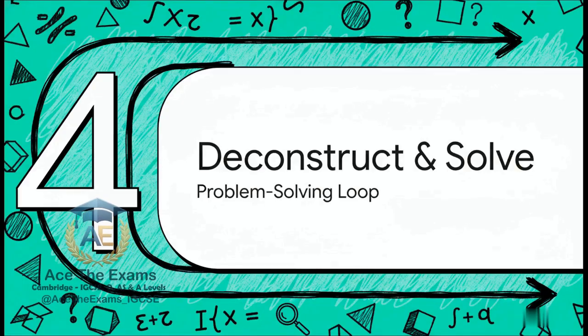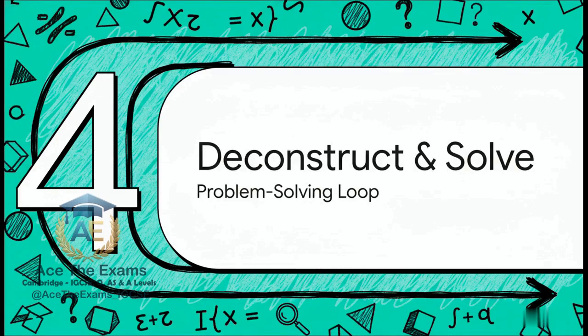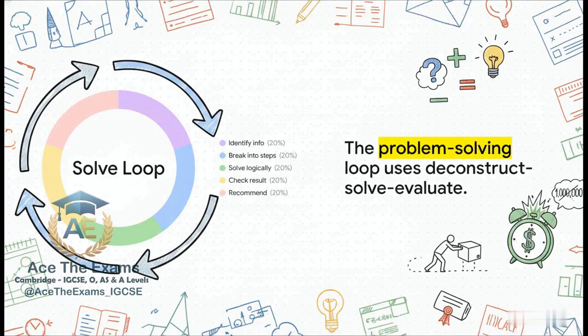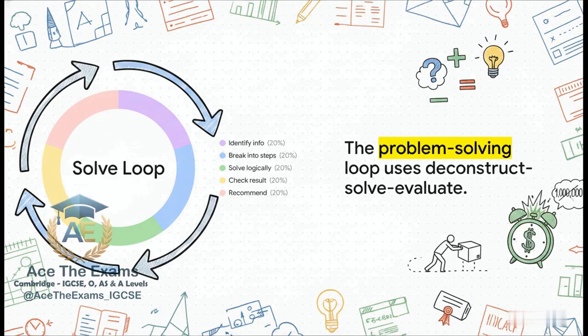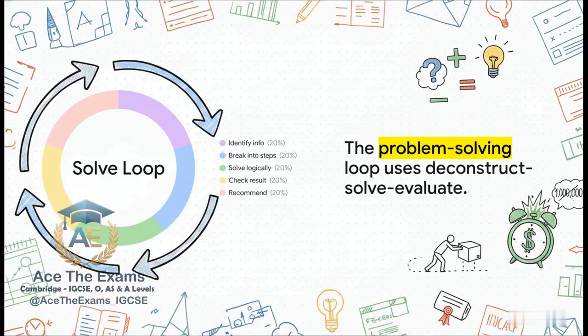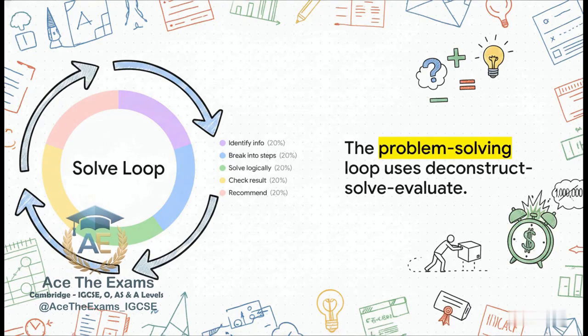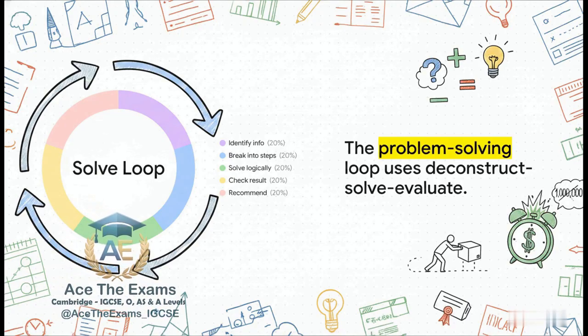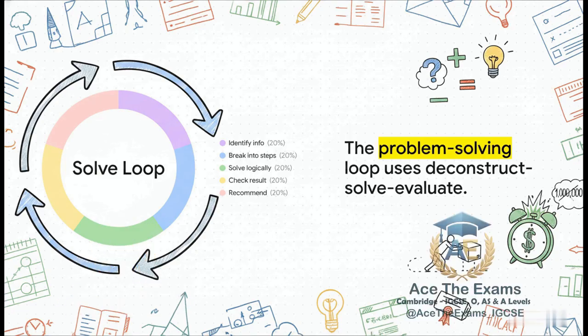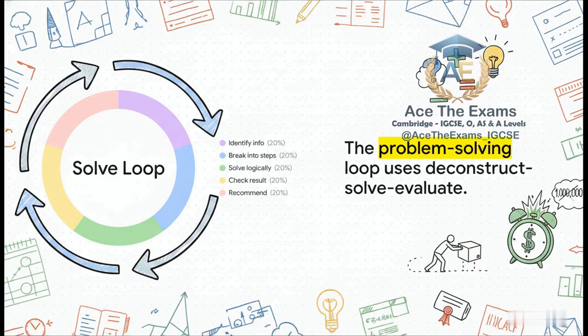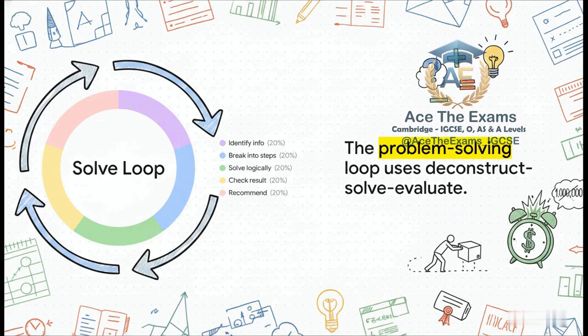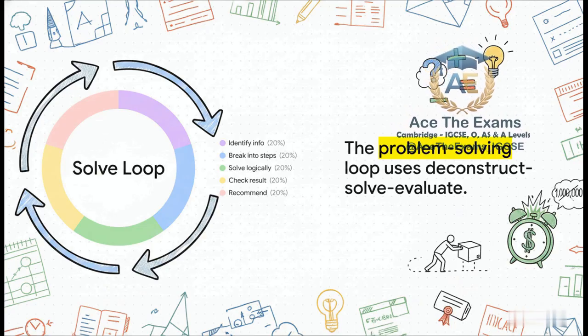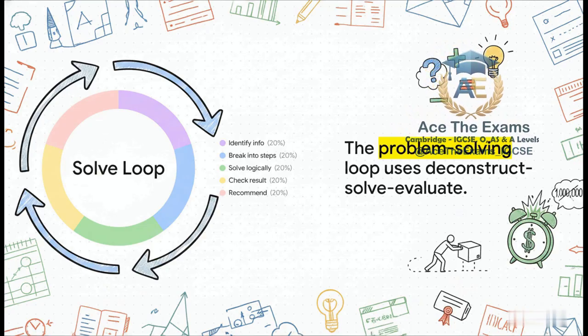Section 4. Deconstruct, solve, and evaluate. All right, once you've pictured that scenario, we move into the critical problem-solving loop. This is absolutely essential for advanced critical analysis in the 9709 syllabus. Notice it's not a straight line, it's a continuous loop that keeps you totally grounded in reality. It breaks down into equal slices. First, identify the given info. Then, break it into logical steps, solve systematically, and then, okay, this is the really big one, check for reasonableness.